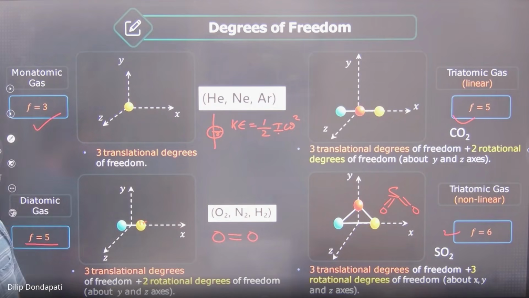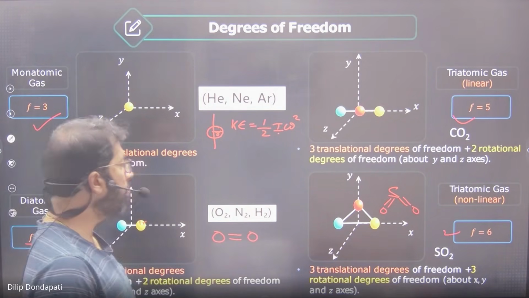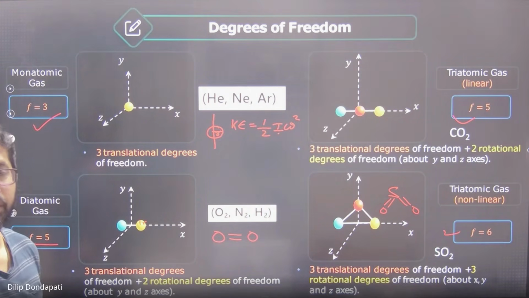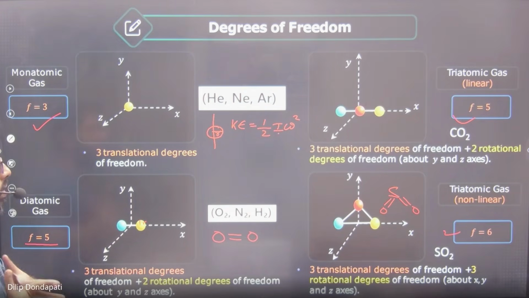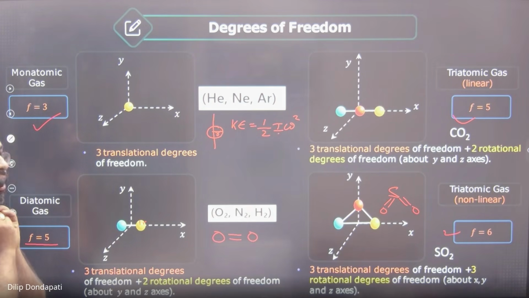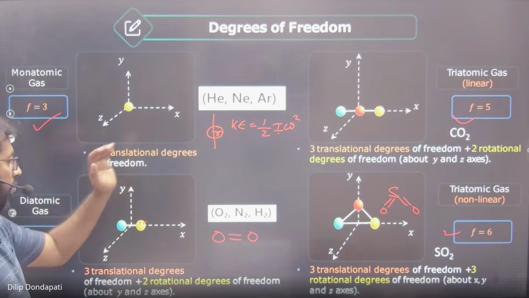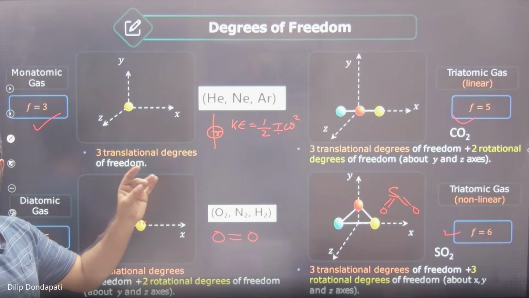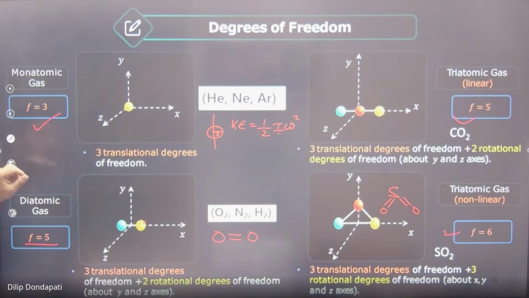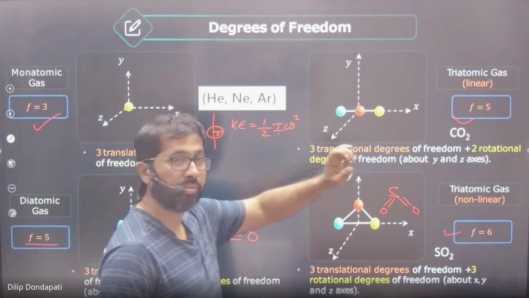Tell me, Prana, what is the degree of freedom for a non-linear molecule if vibrations are considered? 8. Yes. Tell me, Manu, what is the degree of freedom for a triatomic gas with a linear molecule? 5. Yes. So 3, 5, 6 is the basic one.